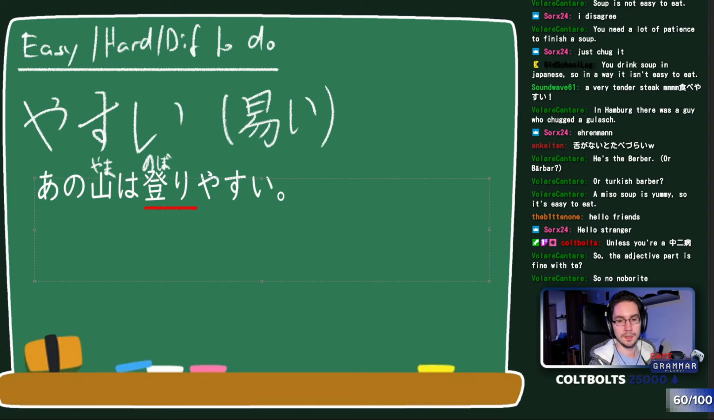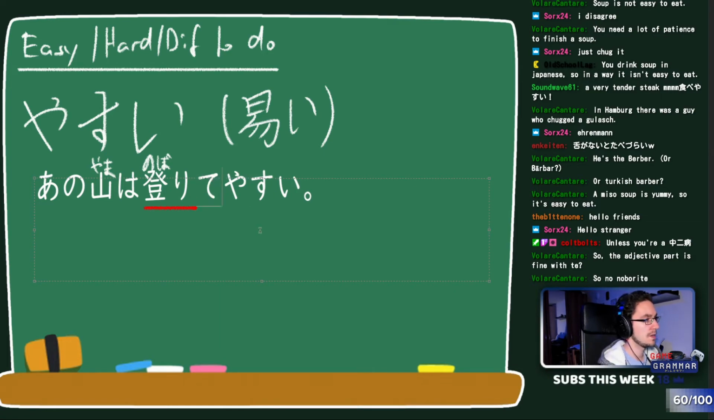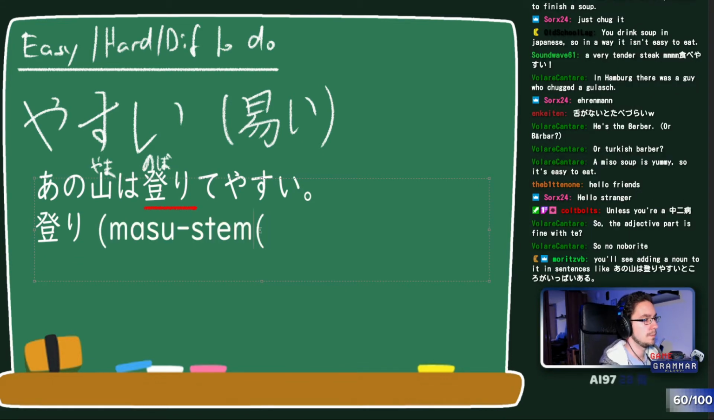Noborite would be the classical way of making the te form. I'm not sure if I've talked about this in the past, but theoretically, in modern Japanese, we have nobori, which is the masu stem, and we have nobotte, which is the te form.